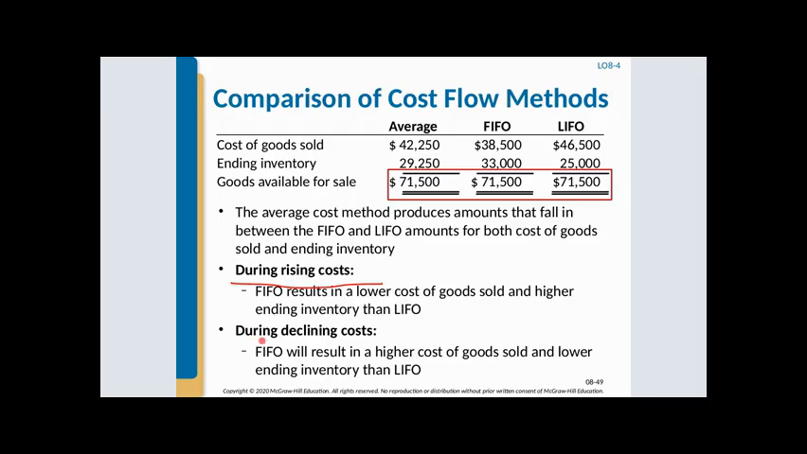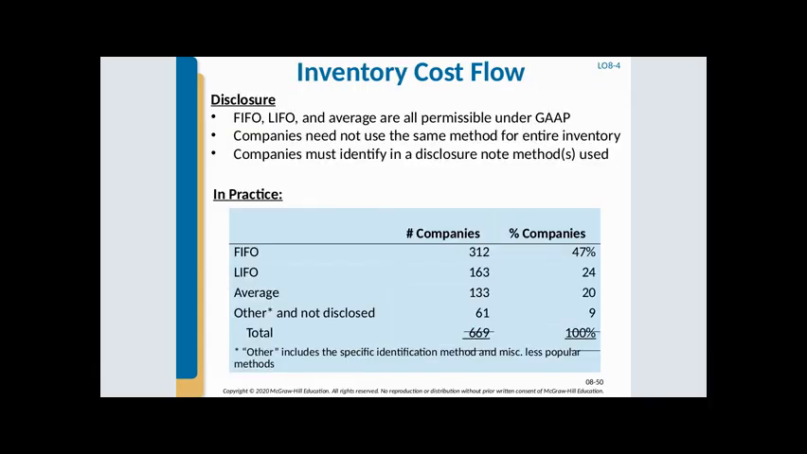If the costs were declining, then FIFO will result in a higher cost of goods sold than LIFO. But once we add it all together, it should be the same. Regardless of the cost flow assumption that we're using, the goods available for sale is going to be the same.